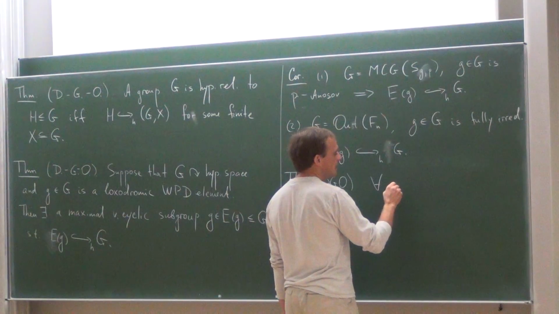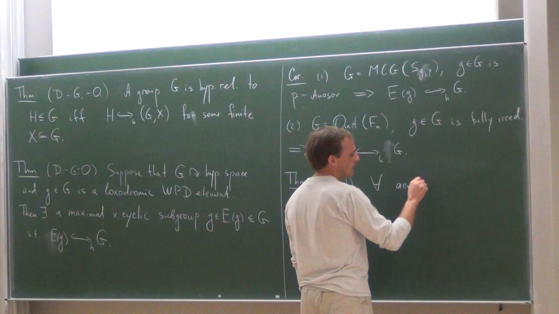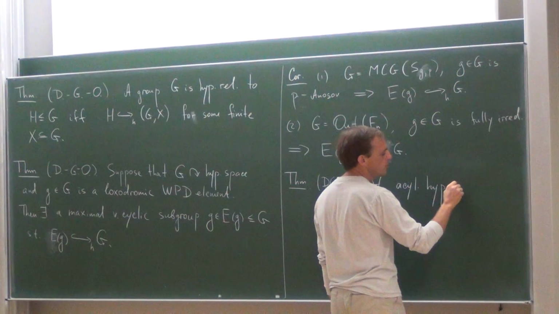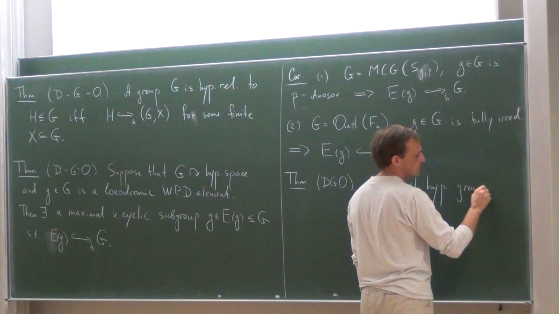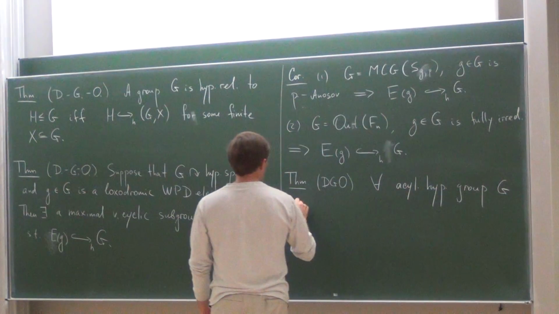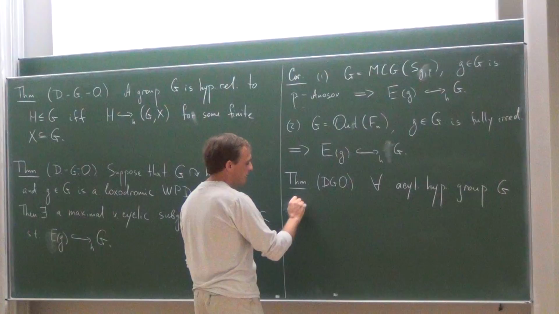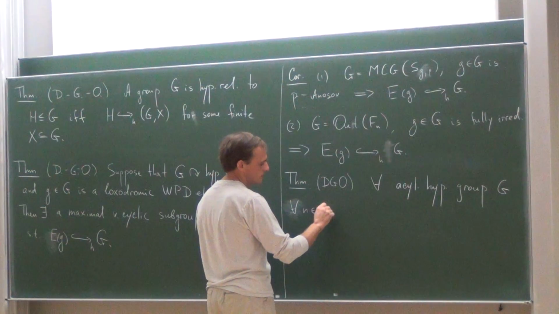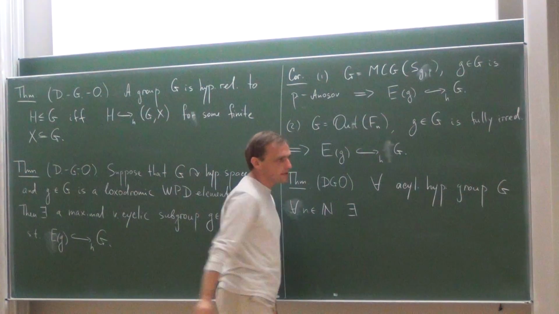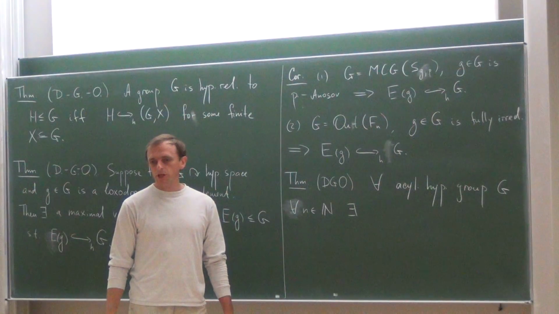For every acylindrically hyperbolic group, there exists, let's say, for every natural number n, a hyperbolically embedded subgroup of G.